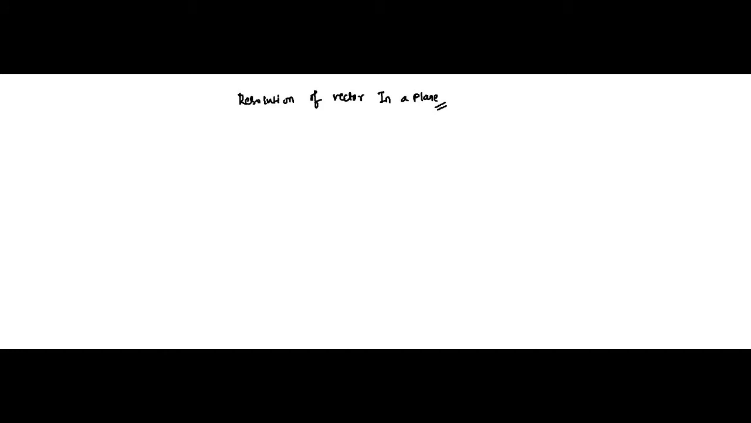Now, so far what we have discussed is to find the resultant vector, the equivalent vector of two or more vectors. Suppose we have two vectors like this. Let's call it A vector and B vector. Then this will be the resultant vector. Then their magnitude and direction, everything we have discussed.